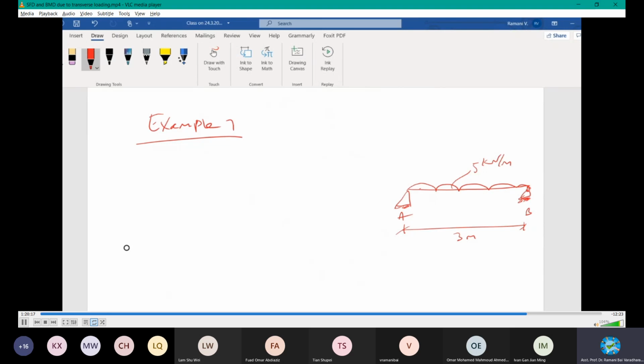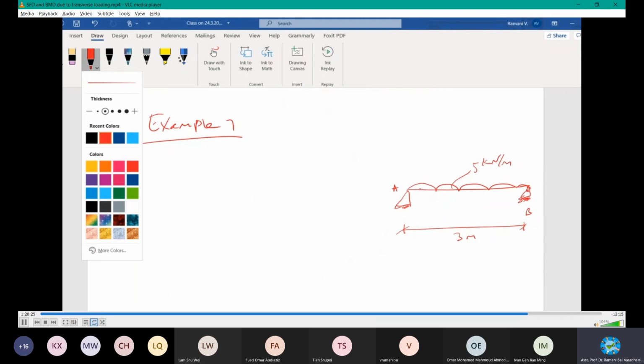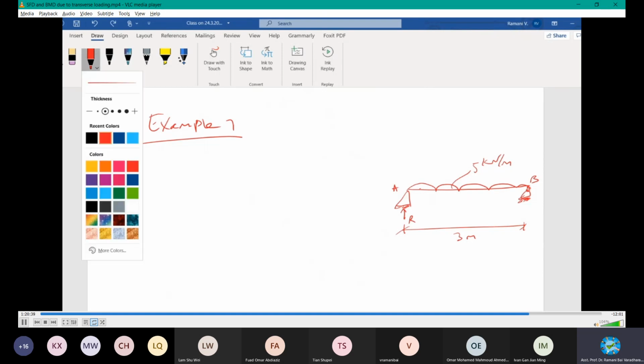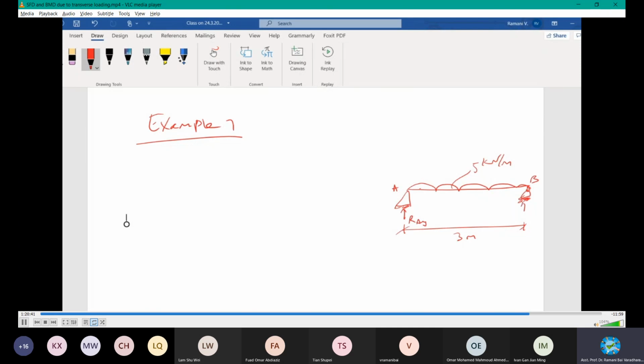Now the same procedure applies, draw the free body diagram. The free body diagram will be, I put A beside A, and this is B. So I will have the reaction, in the opposite direction because of this loading, RAY, and this one will be RBY. Let's solve one by one. This is a free body diagram with the loading, everything.